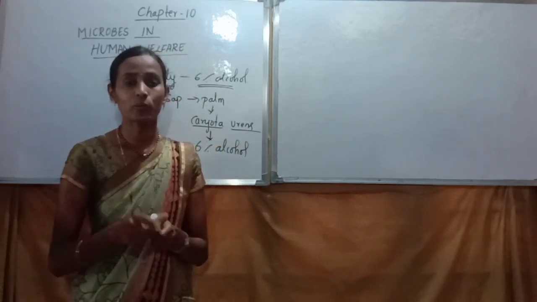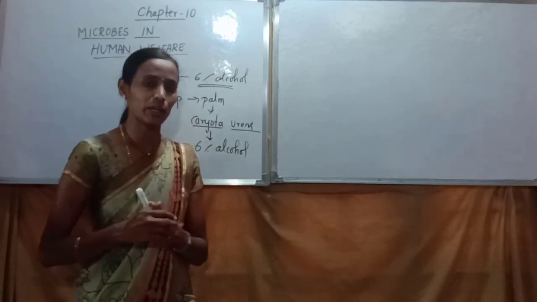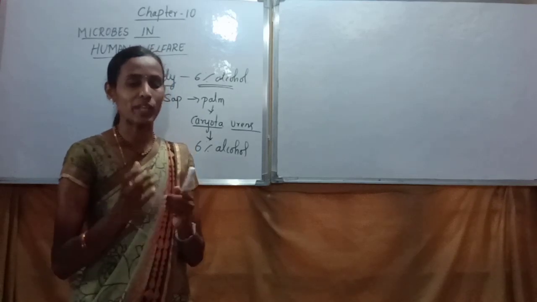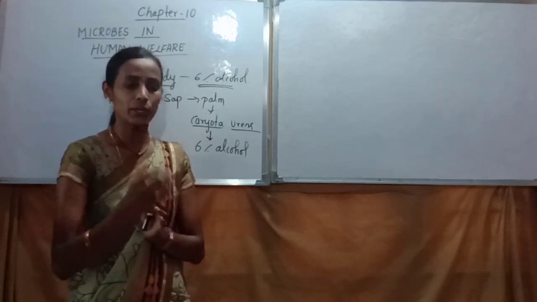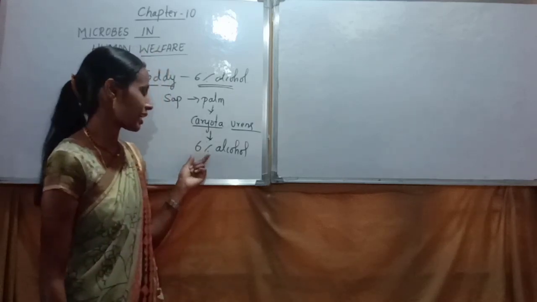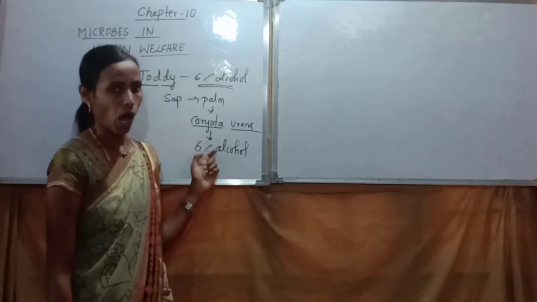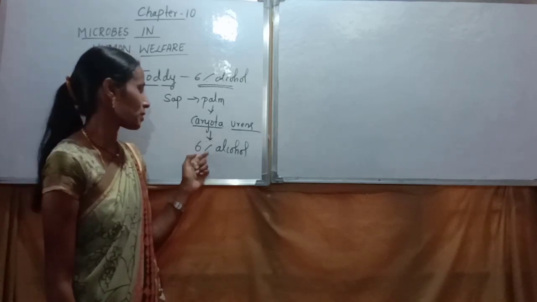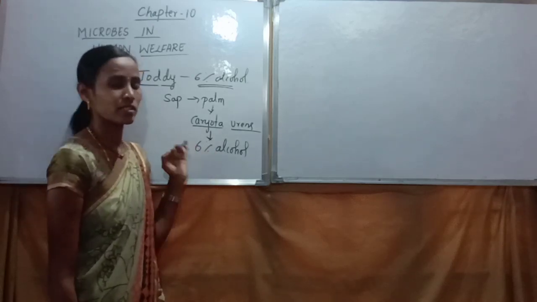During fermentation, which is the microbe involved? It is Saccharomyces cerevisiae, and during fermentation it will form a beverage which contains 6% alcohol. So that is toddy.